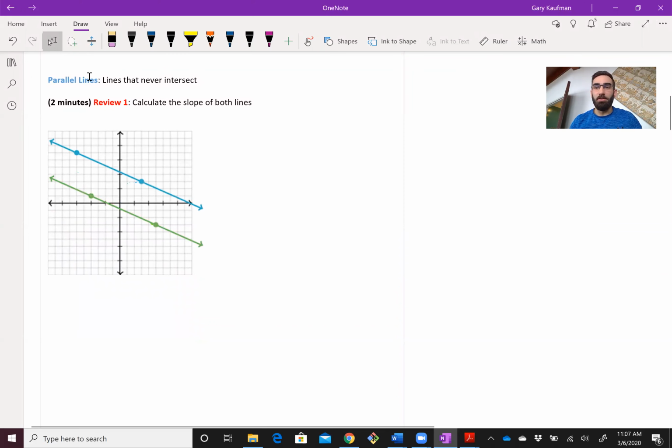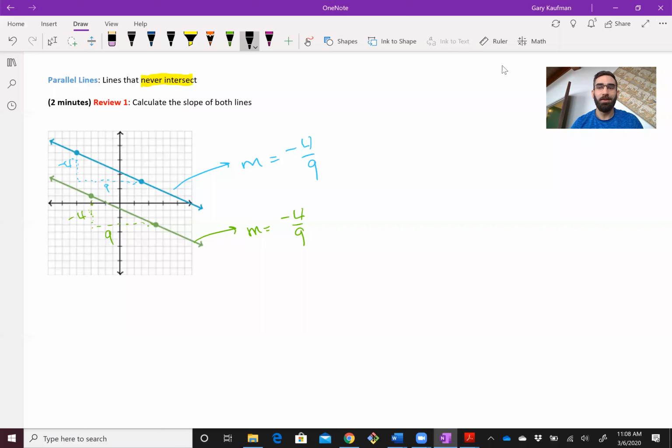So parallel lines, you might be familiar with the topic, but they are lines that never intersect. And so we are now going to do a quick review. Here is an example of parallel lines on a graph. They're never intersecting. I want you to calculate the slope for both of them. So after we calculated the slope, I just counted for this. I didn't use the formula. We see that the slope is exactly the same.